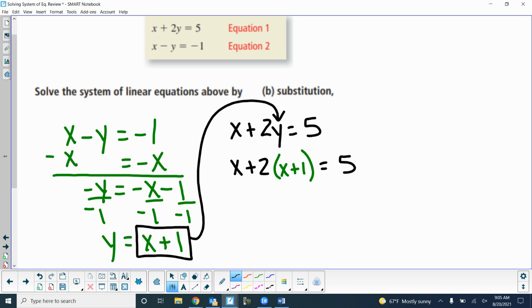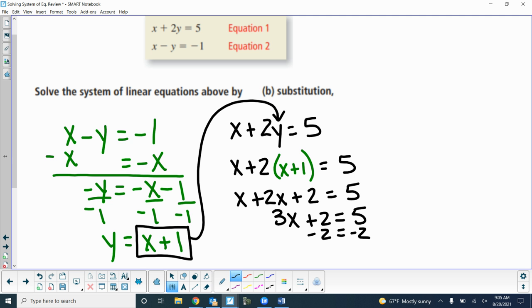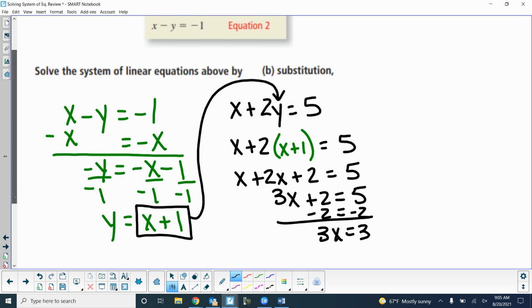So what do I have to do with that 2? Distribute. You guys all know the distribute property, right? You're supposed to. So x plus 2x plus 2 equals 5. When I distribute the 2 times x and 2 times 1. And then I'll get 3x, x plus 2x, combining like terms. And then I'll get x by itself. So I'll subtract 2. And divide by 3.